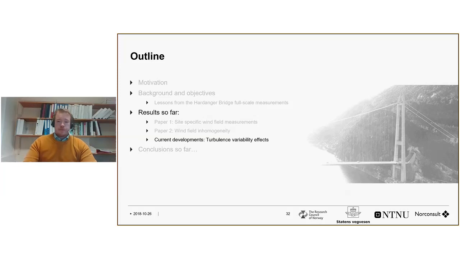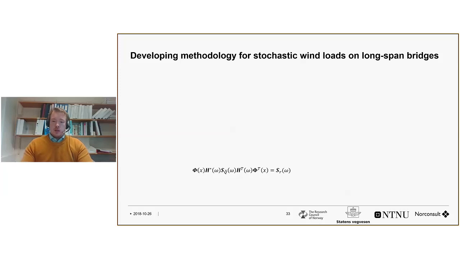So now I will give you a little peek into some current developments that we are working on now. We are looking into methods to account for the turbulence variability effects that we have seen earlier in this presentation. So if we look at the equation of motion of a dynamic system subjected to stochastic loading, it can be written like this in the frequency domain. These terms are describing the dynamic system. This term is describing the stochastic load. And this term is describing the stochastic response.